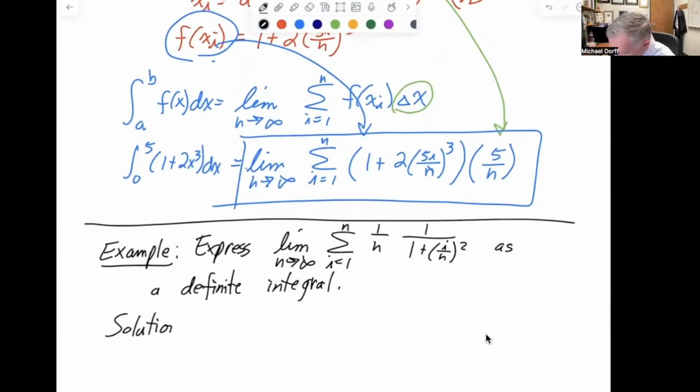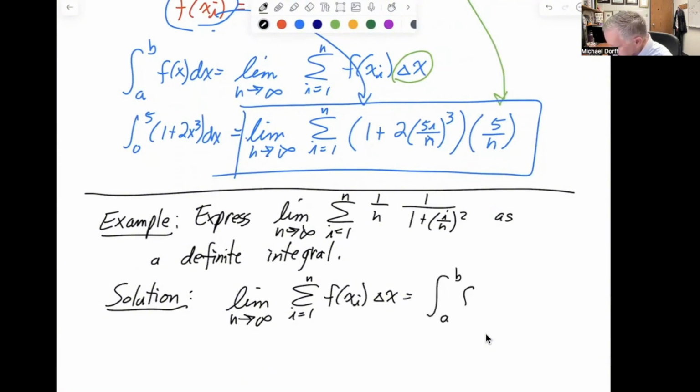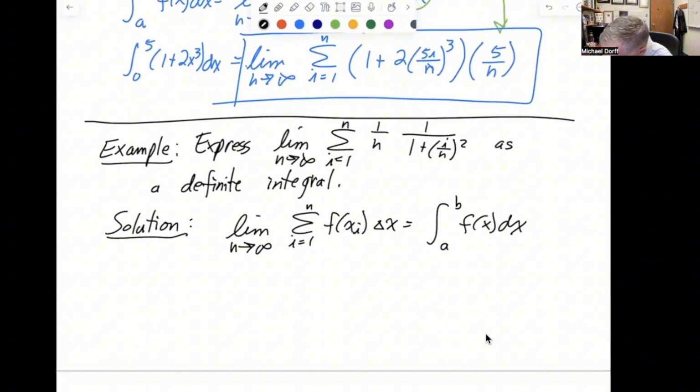So again, I'm going to use my definition. So that one, if I write it going the other direction, the limit as n goes to infinity of the sum i equals 1 to n of f of x sub i delta x equals the integral from a to b of f of x dx, where we remember then that we have delta x equals b minus a over n, and x sub i equals a plus i delta x. And just to reemphasize, when I do a plus i delta x, that means I'm doing the right endpoints.